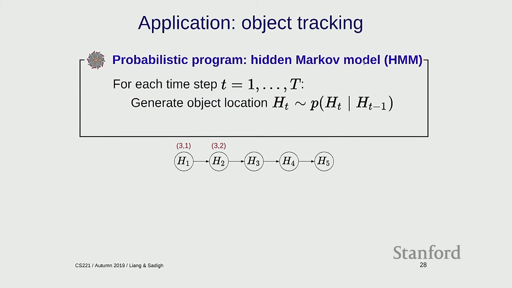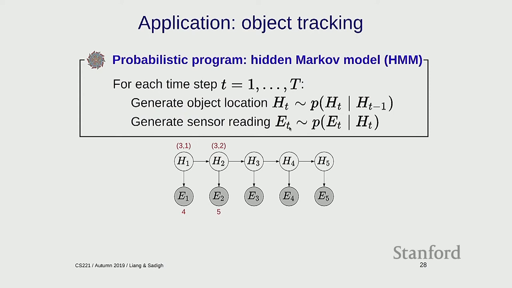Here's another one. This is called a hidden Markov model, which is a very popular model that was used for all sorts of things like speech recognition, notably before the rise of deep learning. The idea is that for every time step, t equals 1 to T, I'm going to generate an object location, ht, given the previous ht minus 1. This part just looks like a Markov model. But the reason it's called a hidden Markov model is that I'm not actually going to observe ht. I'm going to observe sensor readings, et, at each time step t, given the hidden location. So this is what a hidden Markov model looks like: a sequence of object locations, which I don't observe, and sensor readings, which I do observe, which depend respectively on the given object locations. And as a convention, whenever I shade a variable, that means I observe it. If it's not shaded, that means I don't observe it.